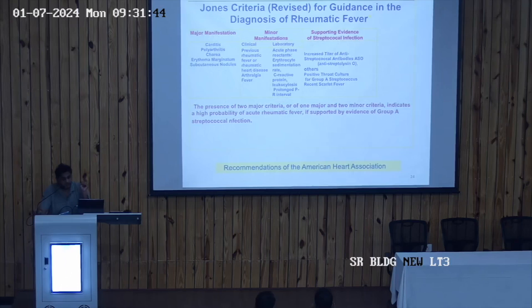So the presence of two major criteria, or one major criterion and two minor criteria, indicates a high probability of acute rheumatic fever if supported by evidence of infection by throat culture, ASLO titer or anti-DNase B positivity. So we account for the major and minor manifestations. Two major, or one major and two minor manifestations indicate a high probability of the infection. So we advise for throat culture or the antibody test.